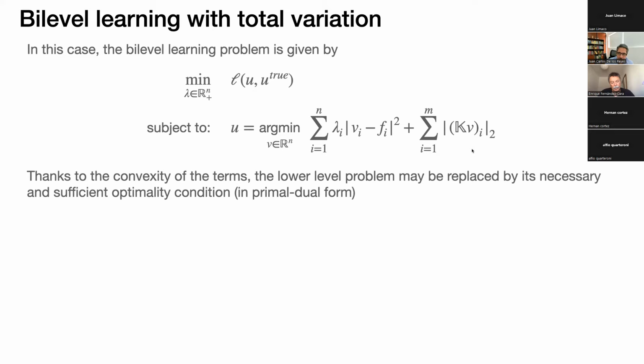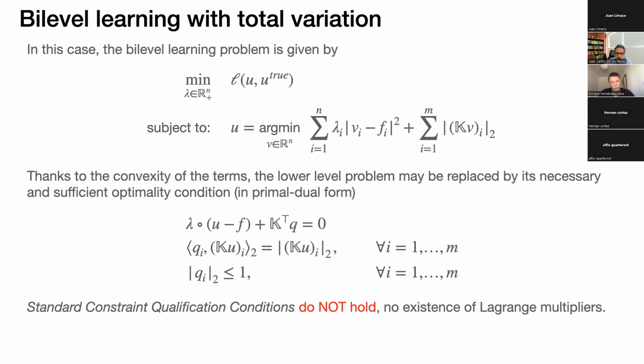This minimization problem has a very nice term, a quadratic one as the first one, but apart from that, in this second part, you have a convex term, but it's not a differentiable term. So since you have convexity, even if you don't have differentiability, you can replace the lower level with a so-called primal dual necessary and sufficient optimality condition. And this primal dual condition has three types of relations. The first one, which is the easy one, is just a linear one concerning the U and this additional multiplier or dual multiplier Q.